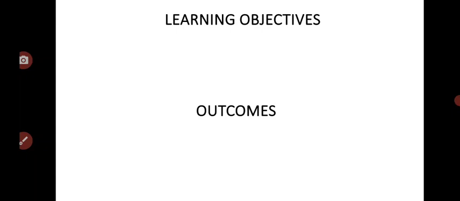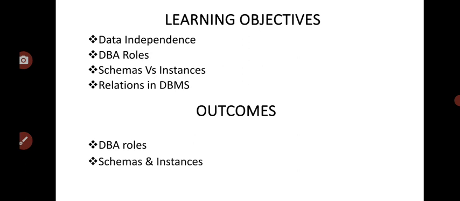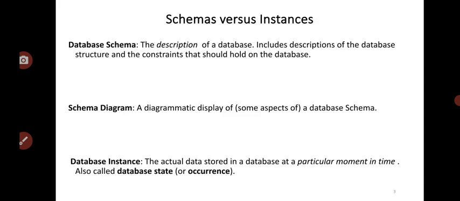Learning objectives of this session. We will learn about data independence, DBA roles. DBA means database administrator roles, schemas versus instances, relations in database management system. Outcomes, that is database administrators roles. What are the functionalities of the database administrators, that we are going to learn in this session. Along with that, schemas and instances and differentiating between them, and different types of relationships that exist between the tables while establishing the relationships. Clear? Okay.